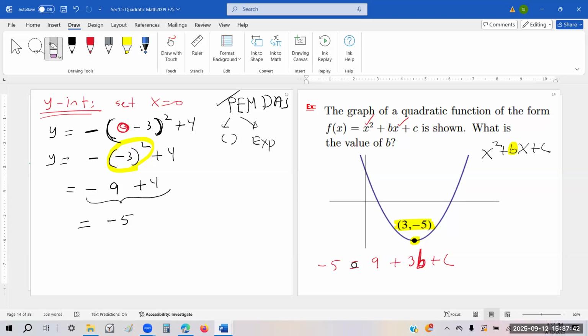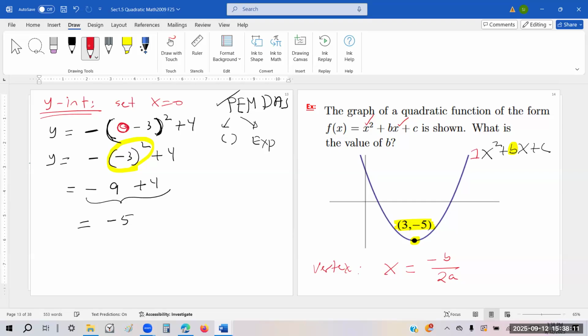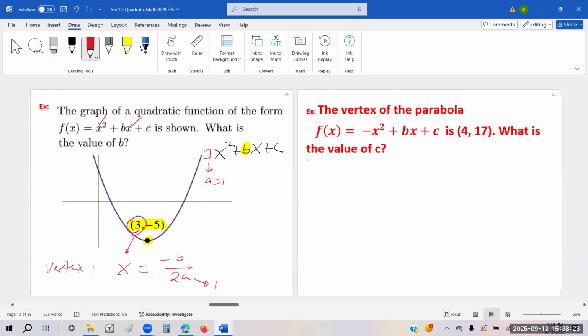That's the right approach. Since they give us the vertex, you choose the vertex formula. We know the vertex has the x value negative b over 2a. Right? Do you know what is our a here? How much is the a? 1. They gave us an invisible 1 here. So we know our a is 1. And they gave us the x value of the vertex. That's 3. So we have both pieces of information.